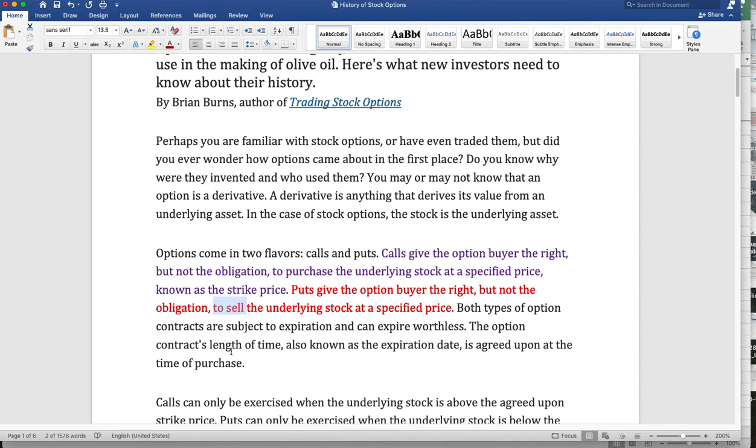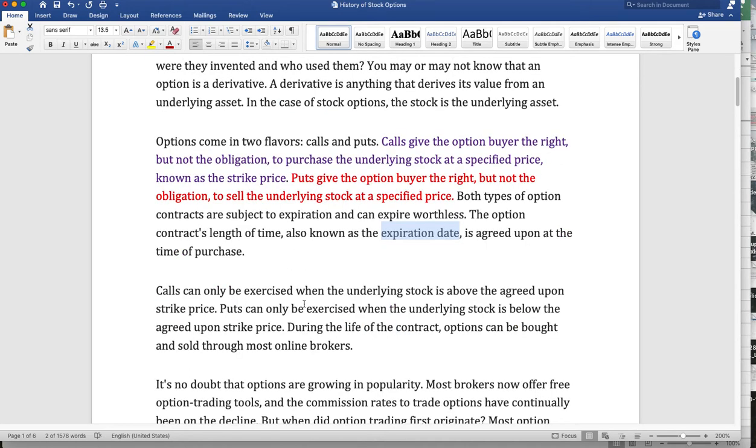The option contract's length of time, also known as the expiration date, is agreed upon at the time of the purchase. Calls can only be exercised when the underlying stock is above the agreed upon strike price. Puts can only be exercised when the underlying stock is below the agreed upon strike price. During the life of the contract, options can be bought and sold through most online brokers. Remember, the life of the contract. It's a contract that expires.